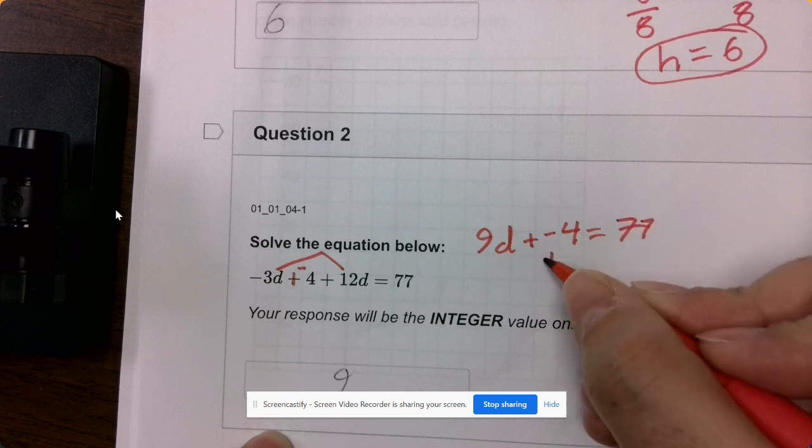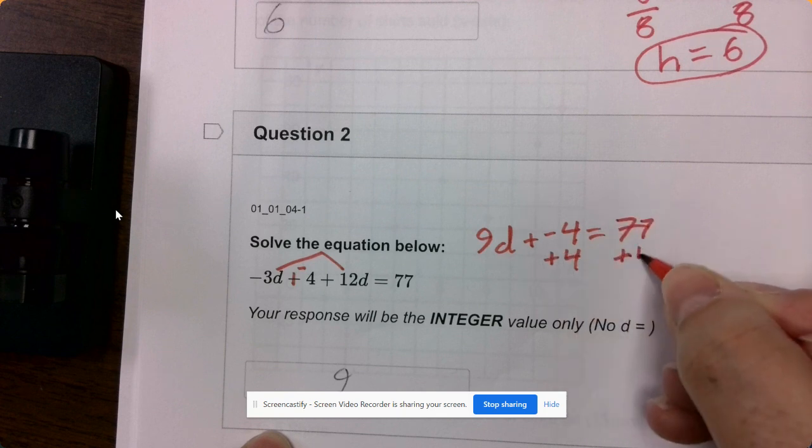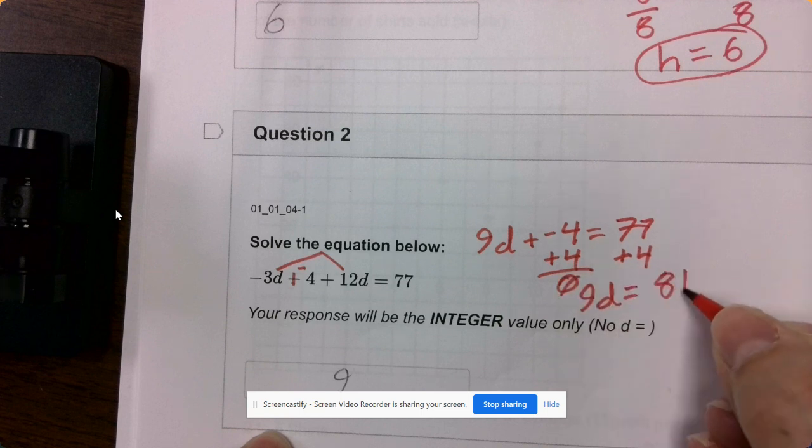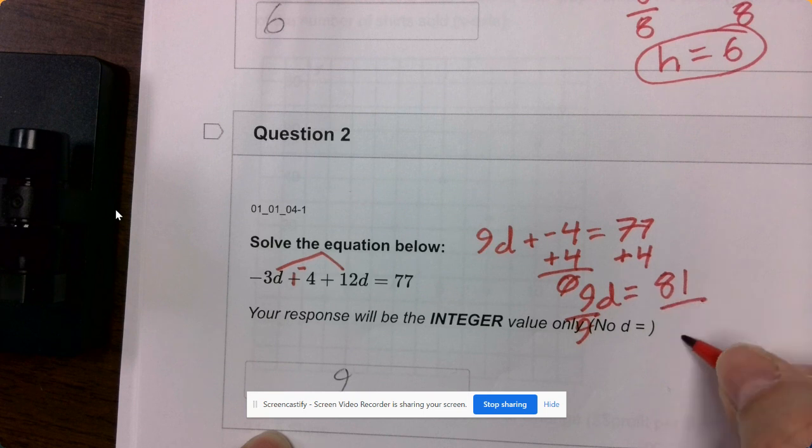Add the opposite, so I'm going to add 4 to each side. Divide each side by 9. And so D would be equal to 9 on that one.